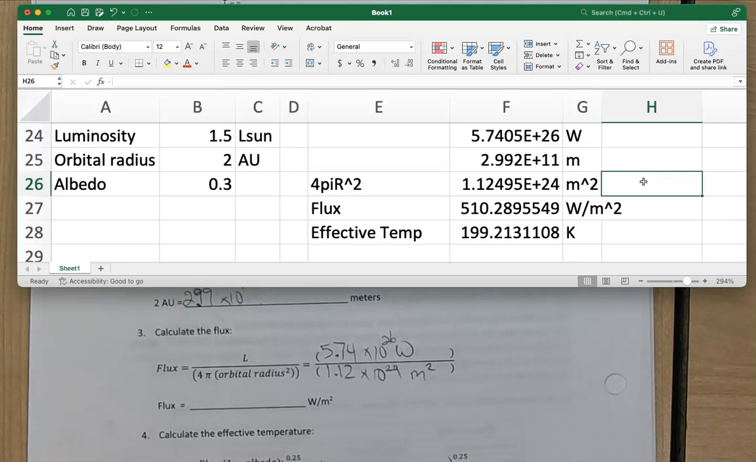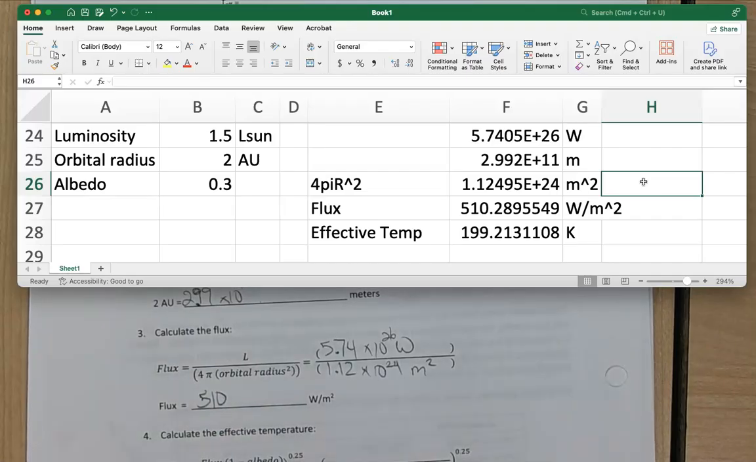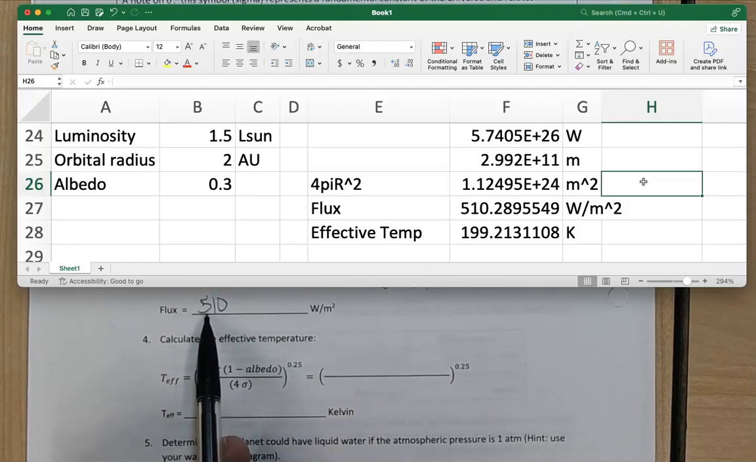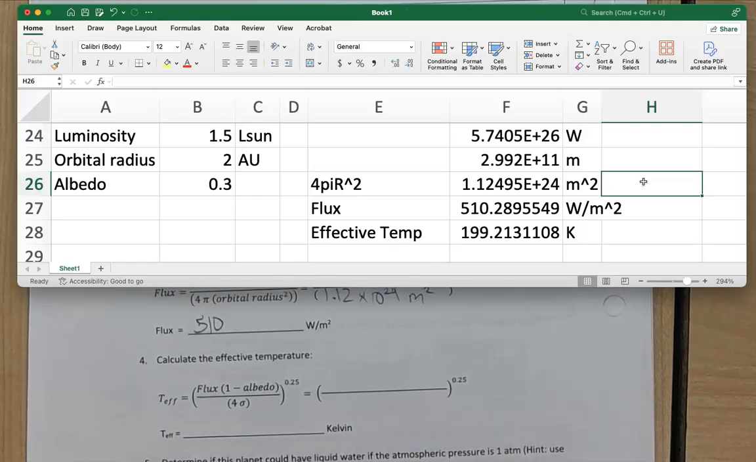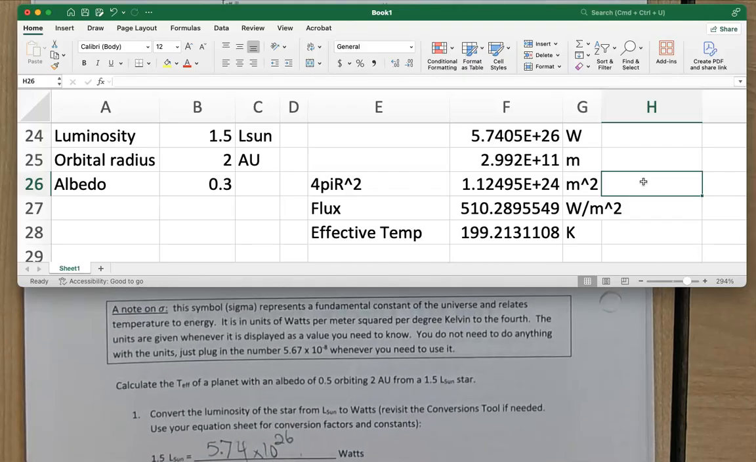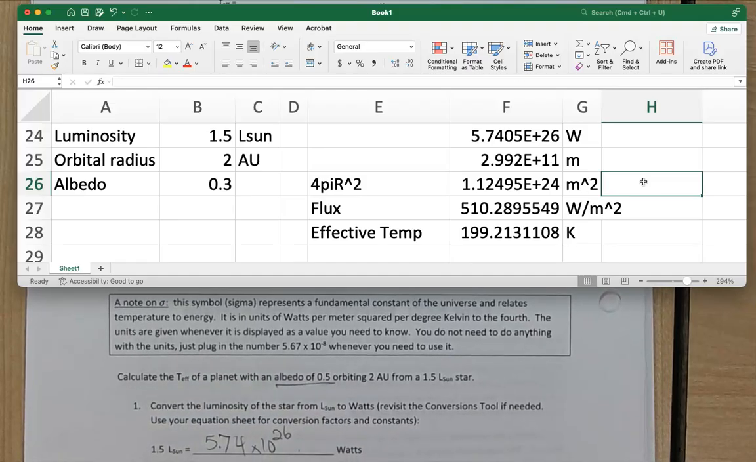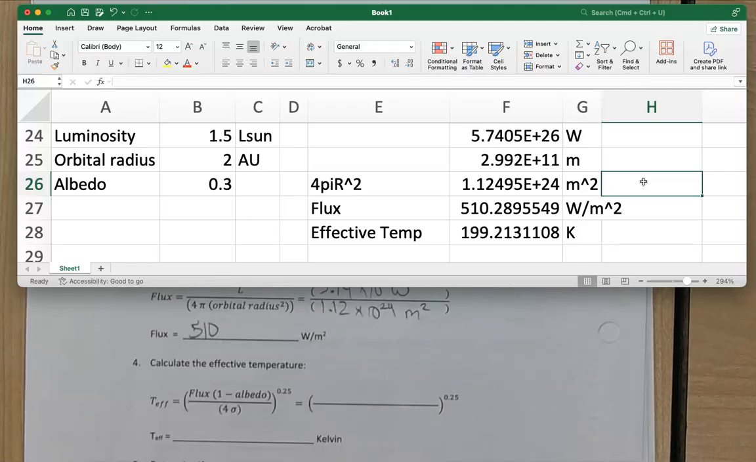Right, so that's a flux of 510 watts per square meter. And if you have a planet receiving 510 watts per square meter, and it has an albedo of, what are we told here? 0.5. Okay, so that planet reflects 50% of the light shining on it, which means it absorbs the other 50%.